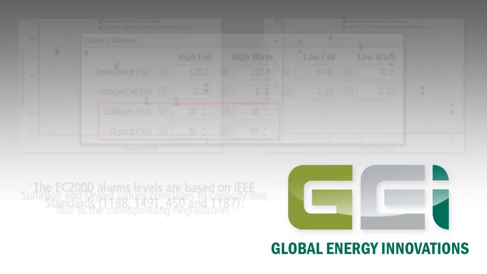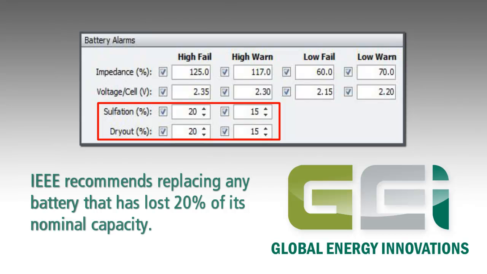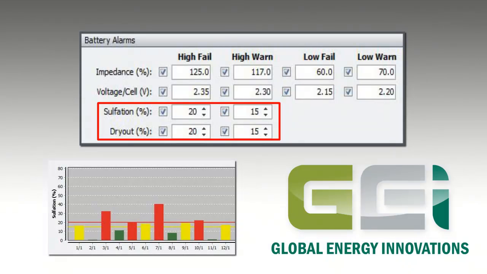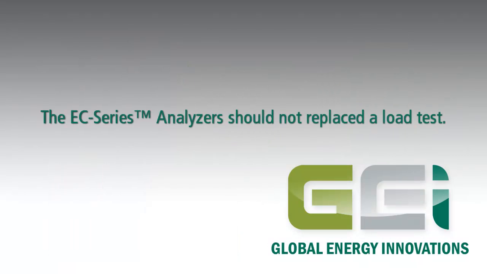Sulfation and dryout alarms are set following the IEEE recommendation on load testing. IEEE recommends replacing any battery which during a load test falls 20% below its nominal capacity. The EC series analyzer and IBMS will indicate any battery that has a 20% sulfation or dryout as failed. Please note that other degradations can also develop in a battery, and the use of an EC series analyzer is not a substitute for a load test.